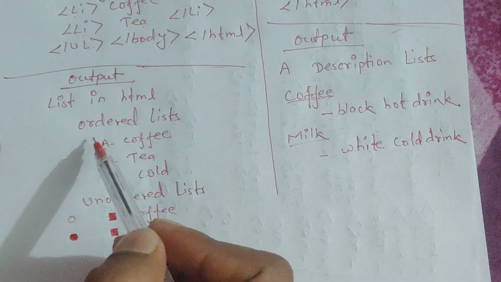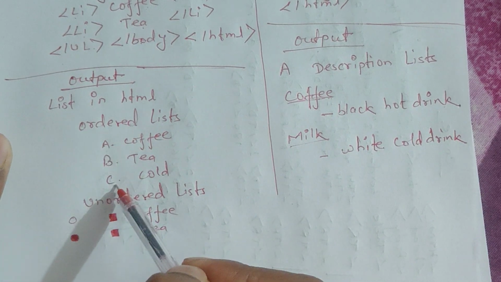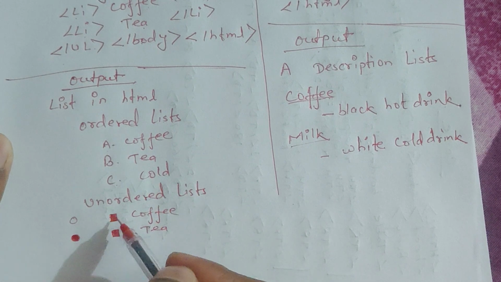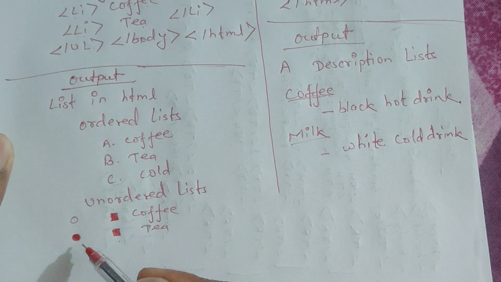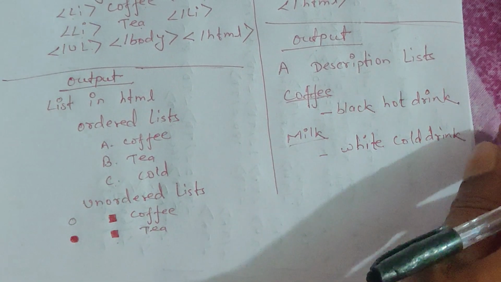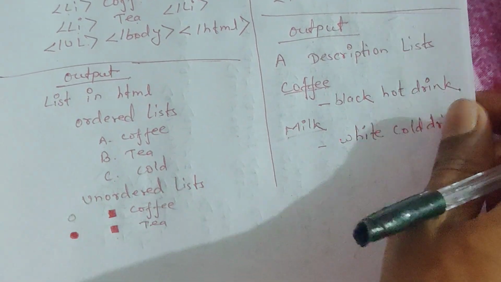So lists in HTML: the ordered list, the ol tag, a, b, c, and then after that the unordered list, square. If you give circle, then it will show like this. If you give disc, then it will give a point, that is the default value. Okay, so this became the ordered list and unordered list.